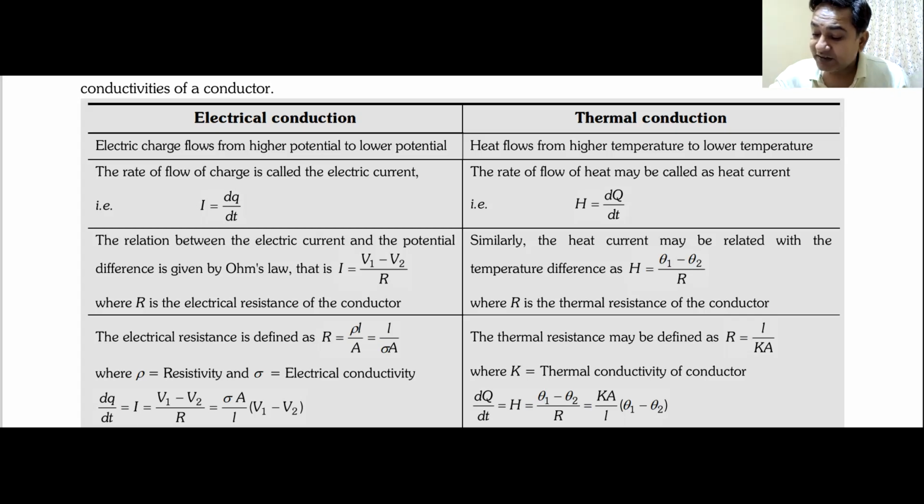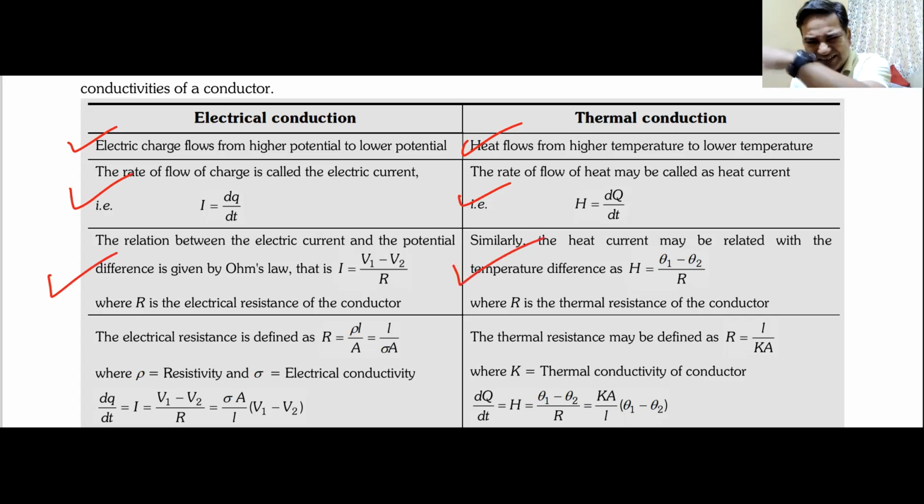Take electric conduction, electric charge or current flows from higher potential to lower potential. Remember, we're talking about the positive charge carriers, which is not the actual charge carriers. Heat flows from higher to lower. Electric current or thermal current is dq by dt. You can also write it in thermal current, and the relation between current and potential difference, the relation between heat current and temperature difference, are all nicely illustrated in this table.